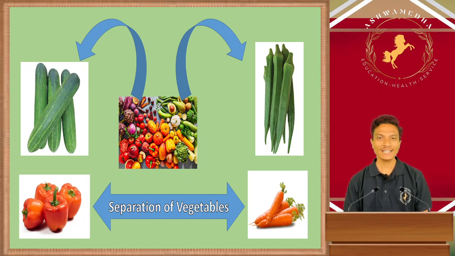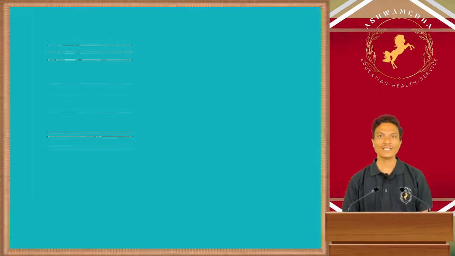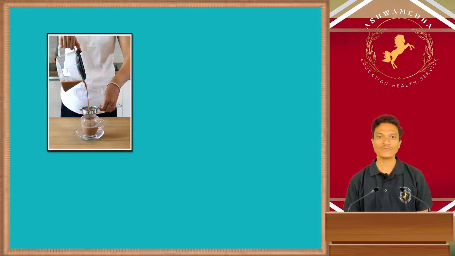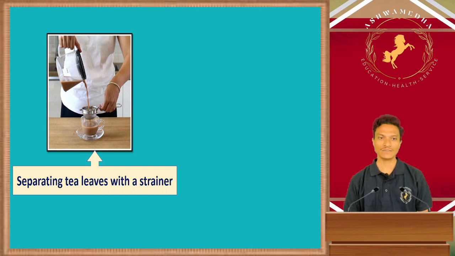Dear students, in your daily life also, you observe many different methods of separation of substances. Yes or no? Yes, you have observed. I'll give you some examples. In the morning, whenever you visit the kitchen, your mother filters the tea or coffee for you. She uses a strainer to separate the tea from the tea leaves. So here, separation of substances is happening. Tea and tea leaves are getting separated.